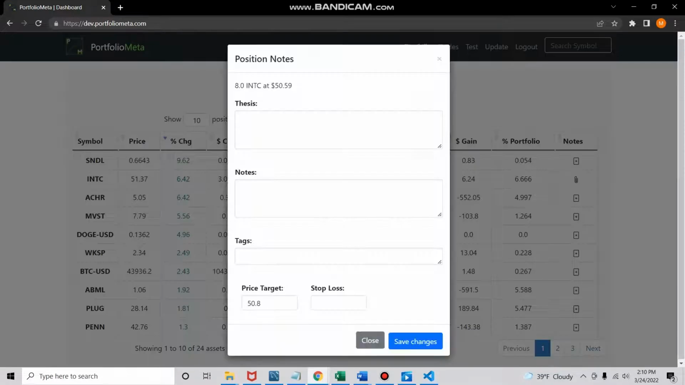Then you can also add notes to each position. Thesis, notes. You can add tags to it so you can filter based off of tags. And you can set a price target and a stop loss.